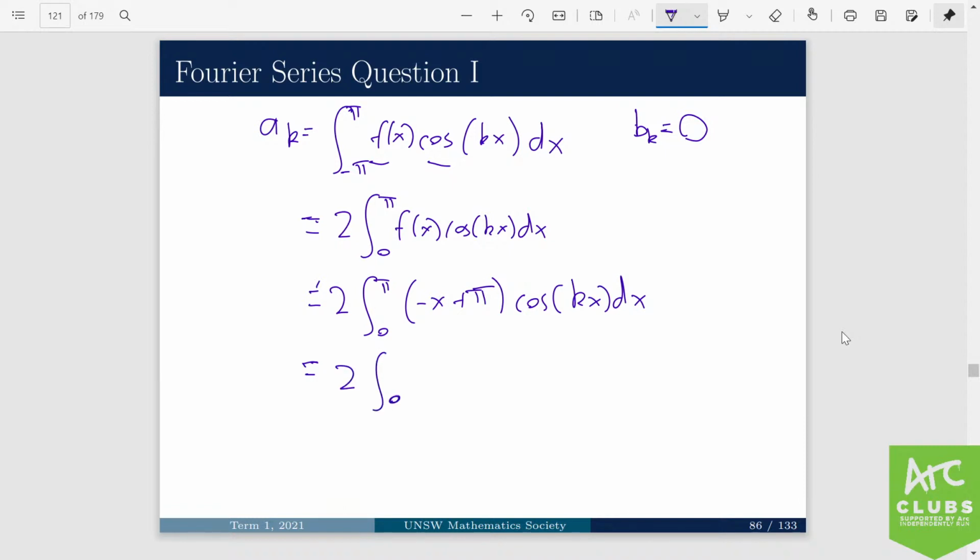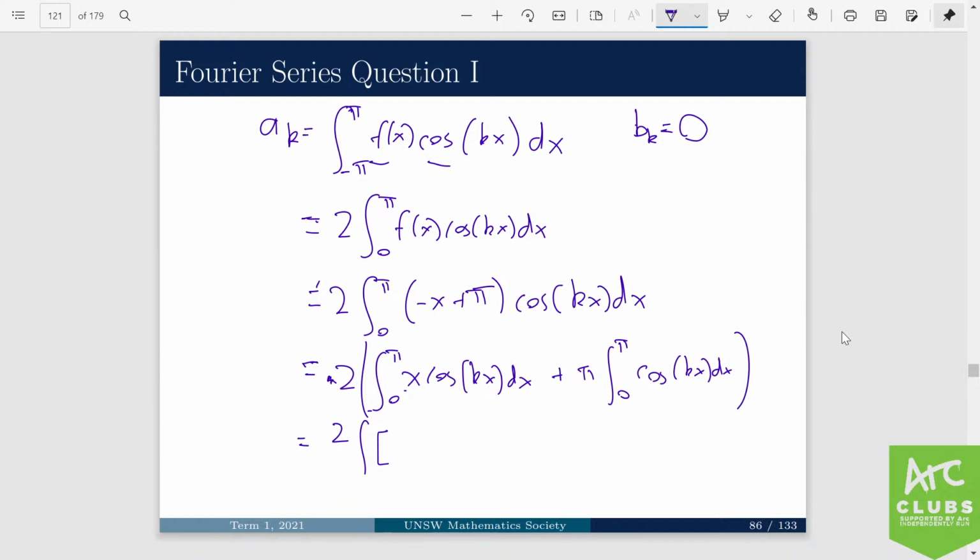So we'll split it up into 2 times the integral from 0 to pi of x cosine kx dx plus pi times the integral from 0 to pi of cosine kx dx. I don't have enough space, but okay, applying integration by parts, we get x, we integrate cosine, so that's sine kx over k from 0 to pi, and then minus the integral from 0 to pi, differentiating x, of sine kx over k dx, and then plus this part, that is pi over k, so the k comes out, sine kx.